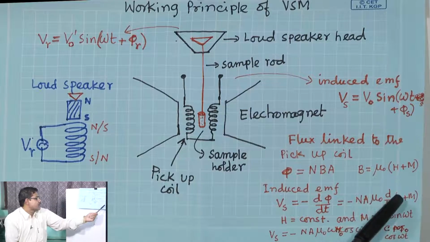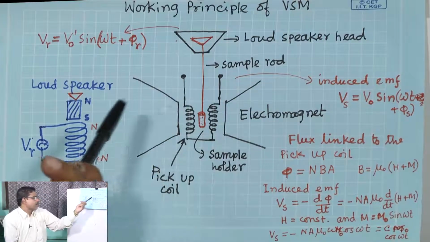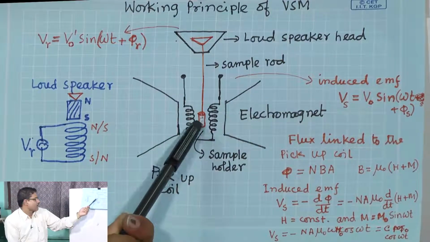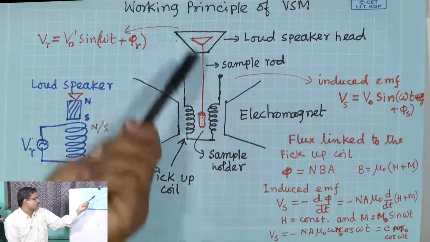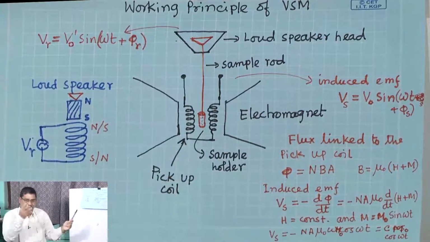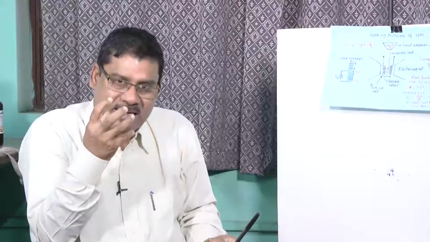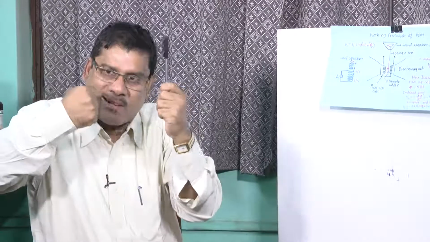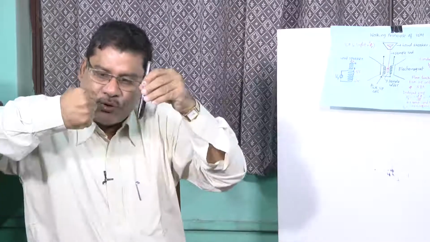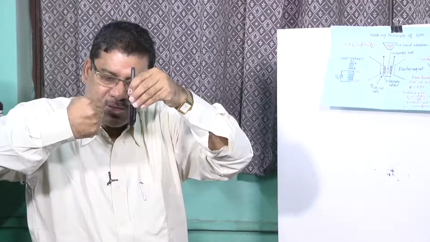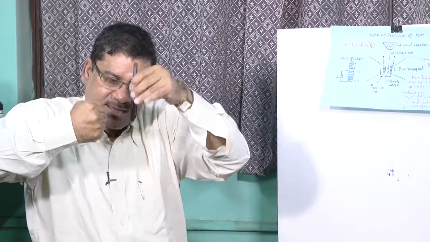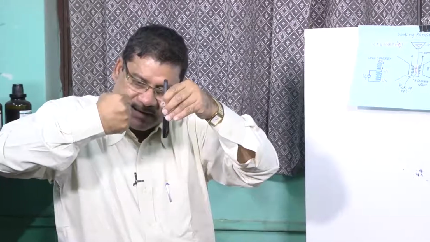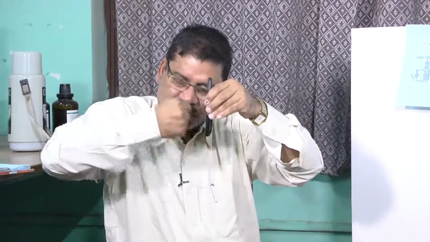That is why here you will get Vs equal to minus sign n a mu 0 d M by dt. Now M is varying. How is this M seen by the coil with time? So when it is here, then it is seeing this M0.